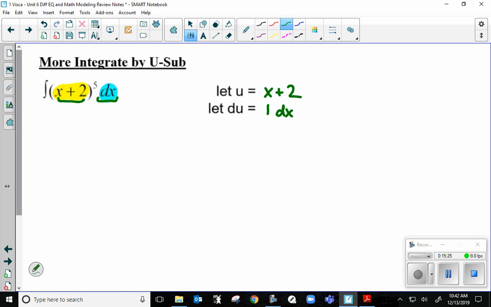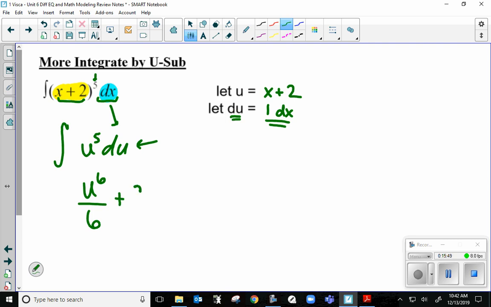It's good. So I integrate. I make my x plus 2 a u. It's still to the power of 5, right? And then for my 1 dx, well, 1 dx equals du. Now I can integrate this a million times easier. Power rule. Reverse it. Back it up. u to the 6 divided by 6. There are no bounds. That means I always need to put plus c.